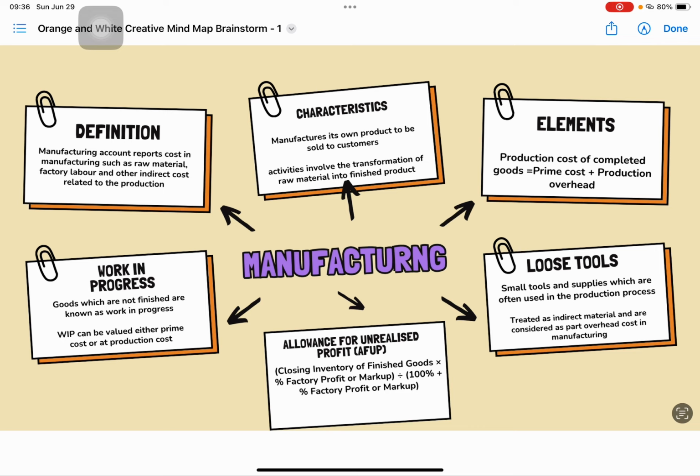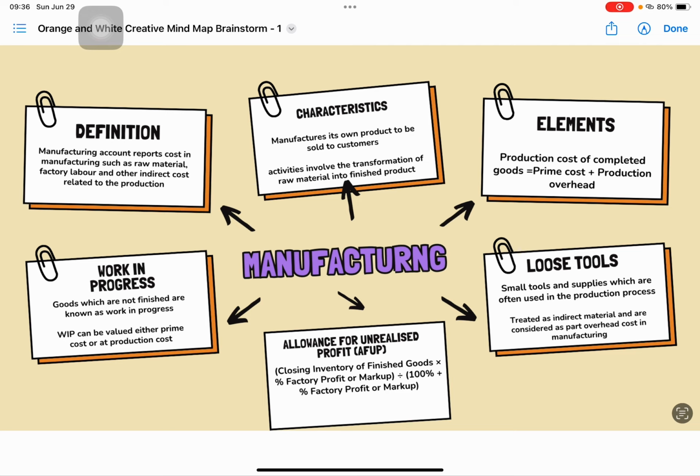In the element, we have terms like prime cost, direct material, direct labor, production overhead, indirect material, indirect labor, and direct expenses. Direct material is like flour, egg and sugar. Direct labor is the skilled worker involved in production. Prime cost is direct material, direct labor, and other direct expenses. Production overhead is the indirect material, indirect labor, and other indirect expenses.